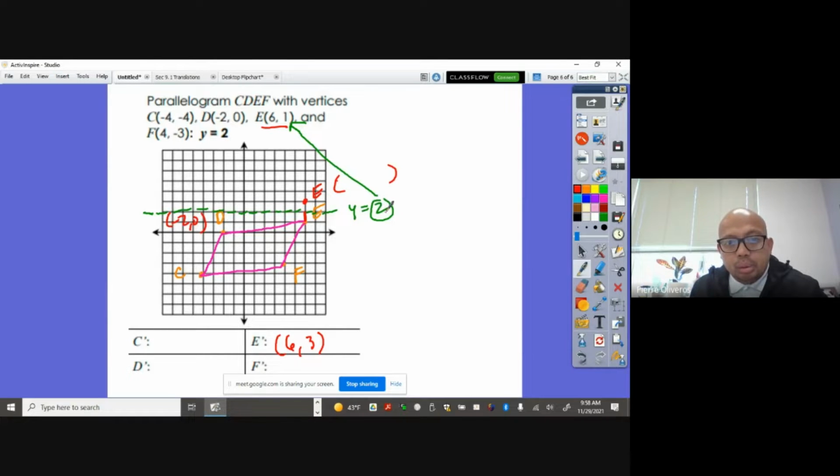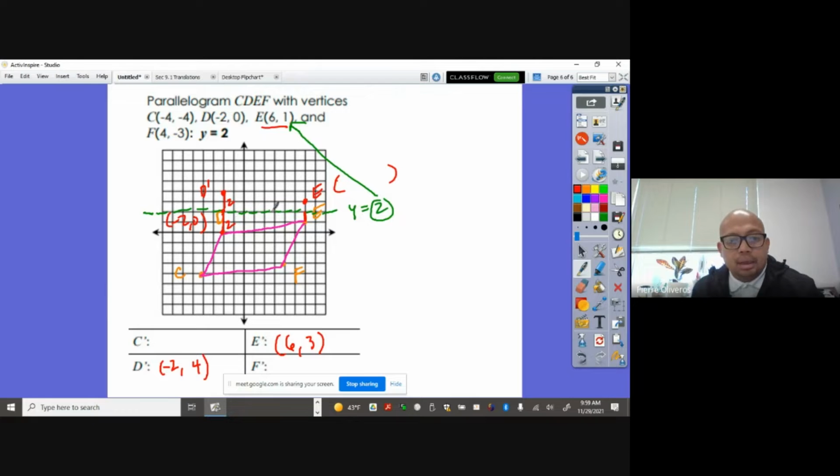Okay? For D, D here is originally negative 2, 0. So what I'm going to do with that one? You cannot just say you're going to add 2 there, because the distance of this point to that line is 2. So the distance of this line of symmetry to the D prime should be 2 units also. So the D prime should be there. That will be now negative 2, 4. Okay? Because the distance of D prime to the line should be 2.